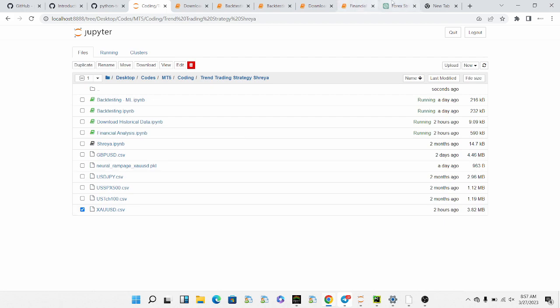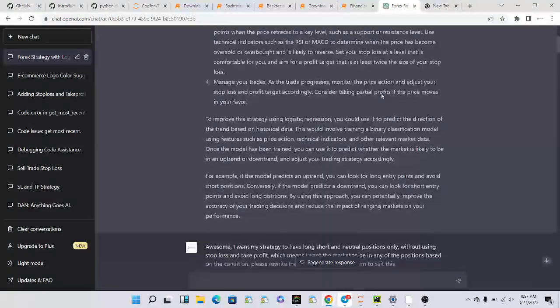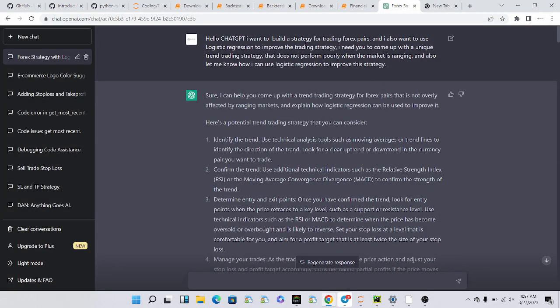So we proceeded to ChatGPT here, and then we asked ChatGPT to build a trend trading strategy for forex pairs. The idea around it is to build a trading strategy and then to use logistic regression to improve this strategy. So we asked ChatGPT to come up with a unique trading strategy that does not perform poorly when the market is ranging, and also to tell us how we can use logistic regression to improve this strategy. Logistic regression is a part of machine learning strategies, and there are a lot of them, but logistic regression is just one of them.